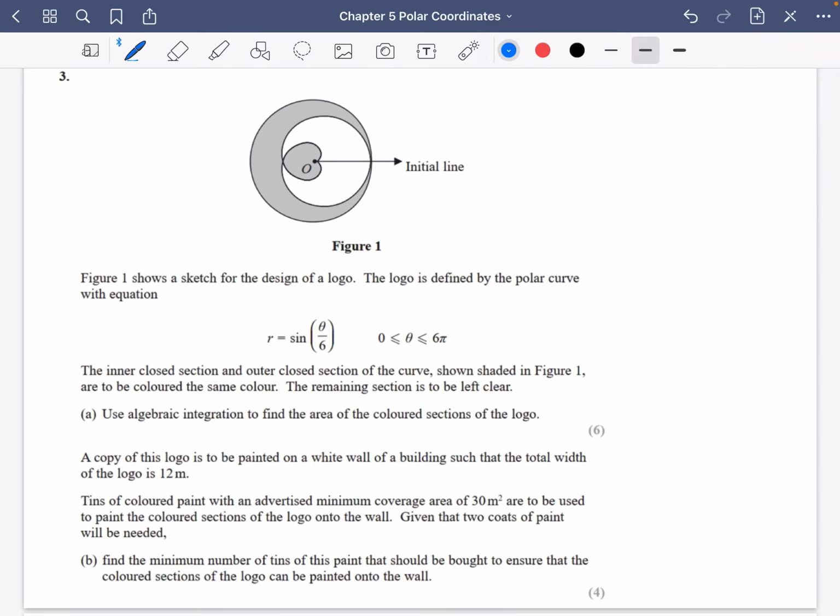This is the kind of spirally shape here. So I'm not going to spend too long on the strategy, just going to see if we can answer this question. It says figure 1 shows a sketch for the design of a logo.